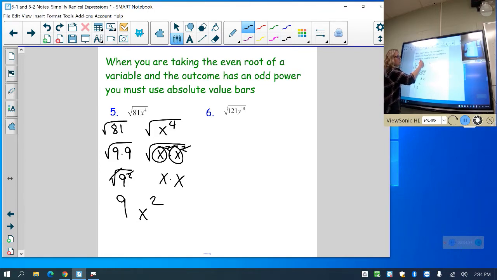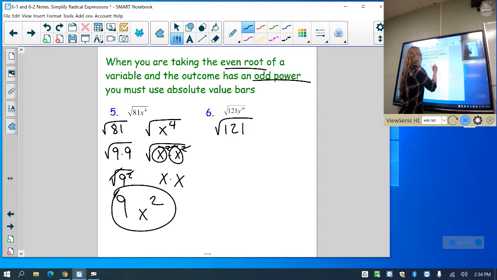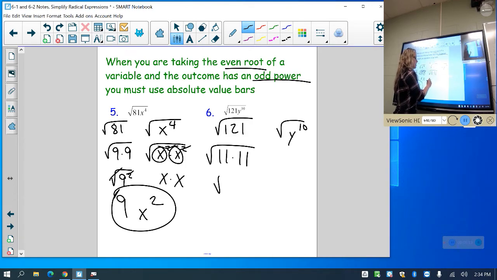Even root, odd exponent or odd power, which I don't have any odd powers, so this is just my final answer. Let's try this one. Square root of 121, the square root of y to the 10th. 121 breaks down into 11 times 11, which is 11 squared. Cancels out, and we have 11 over here.